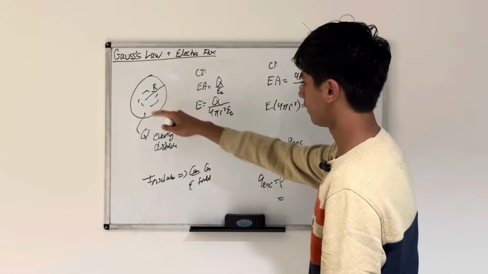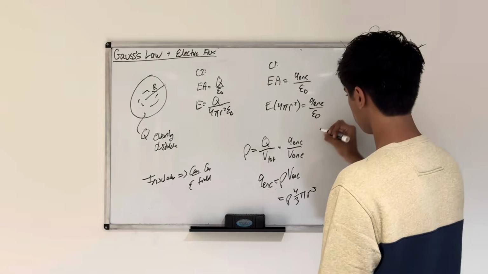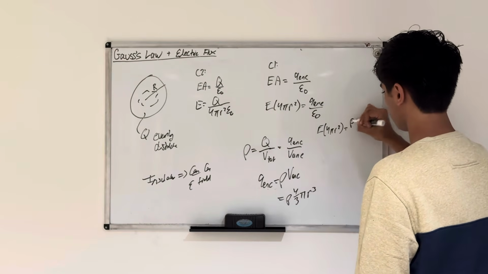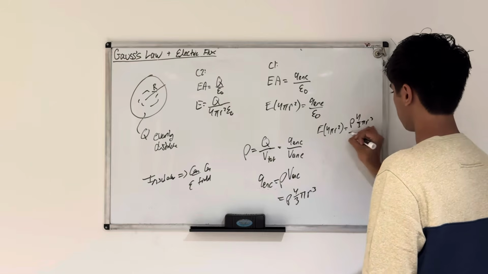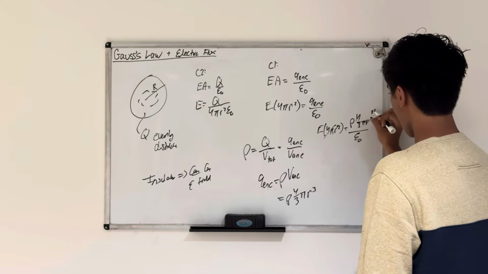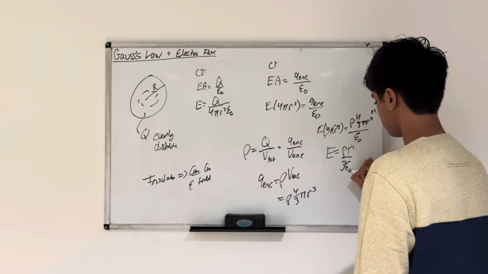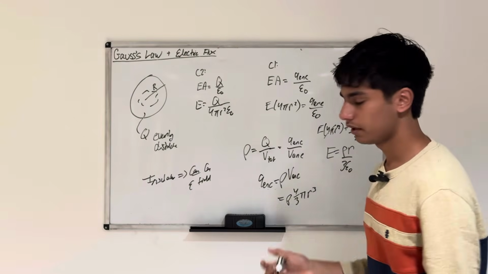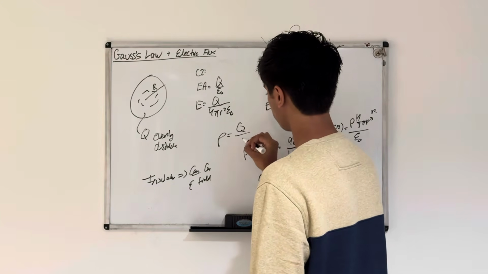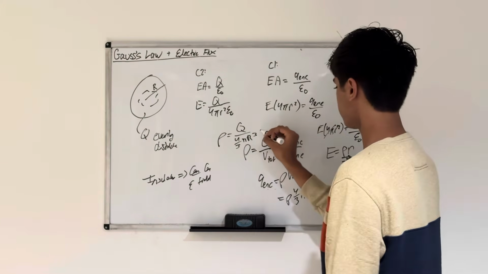Now our volume enclosed is just the volume formula, right? 4/3 pi r cubed. So we plug it in, and we get that E times 4 pi r squared is equal to rho times 4/3 pi r cubed over epsilon naught. The 4 pi cancels out, the r's cancel out, and we get that the electric field is equal to rho r over 3 epsilon naught. From here, if we want to get it in terms of Q, we can say, okay, well, rho is equal to Q over the total volume, which is 4/3 pi big R cubed. And then we can just plug it into here.